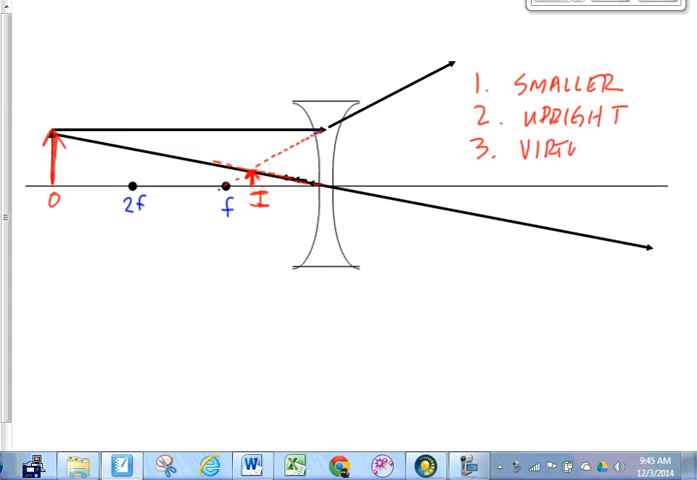We could see it, but we'd have to look through the lens to see it, right? I have to put my head right here, look through the lens, and I'd see it then. Couldn't project it onto a screen. But we know that, as Maria said, because it's two dotted lines that intersect. Smaller, it's upright, and it's virtual. I'm going to draw the next one for you as well, and then I'm going to have you guys draw the last three.